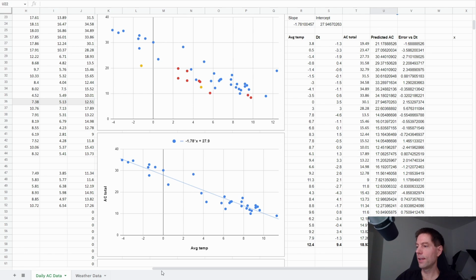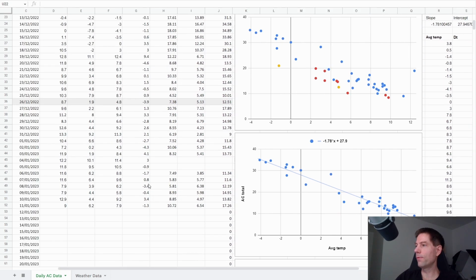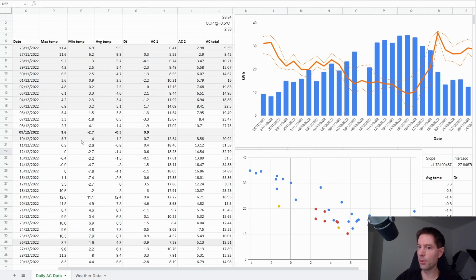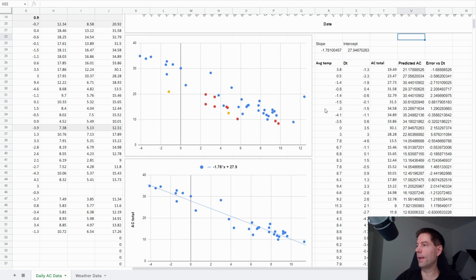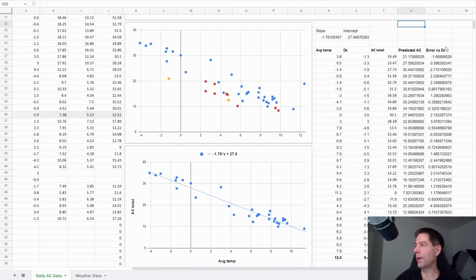I've gathered this data from this table over here, stripped out everything that I don't want, and put it in this table here. So I've got the average temperature in this column, and then the total heating in this column. Now what you'll see here is another column called DT. I'll explain that shortly along with these other two, predicted AC and error versus DT.